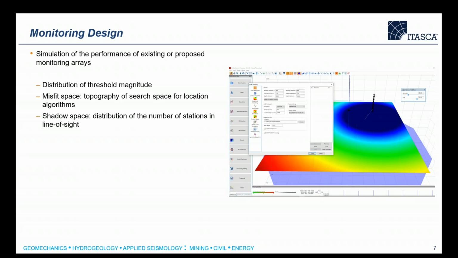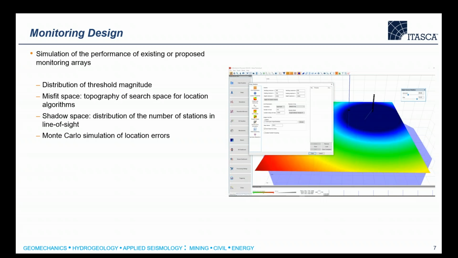In scenarios typical of mining or civil engineering, normally we have voids, we have tunnels, we have many structures that might obscure the propagation of our ray paths. And this is studied through the shadow space. We can enter our structures into the software, and the software will tell us how many stations, how many sensors are in line of sight from each point in the space. Basically, how many of them are not blocked by any of these structures.